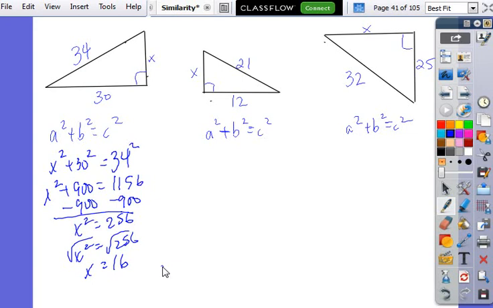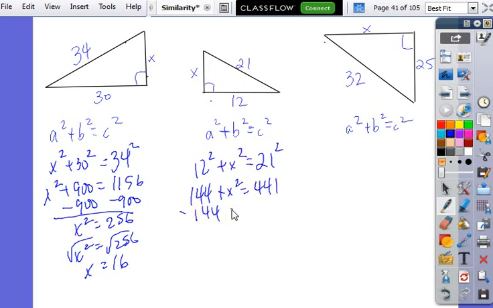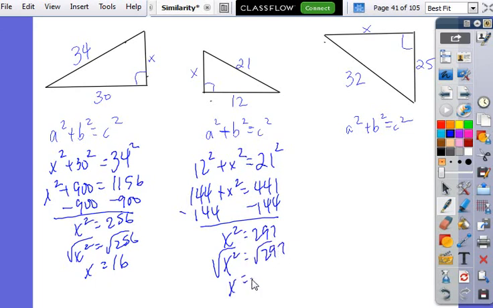All right, which one is my C? 21. So I'm going to put that in the C spot, the 21. I'm going to do the 12 first this time, because it really doesn't matter. Multiply everything out. Minus on each side. What is that? 297. Square root each side. X equals 17.23. So it's going to be 17.2. That'll be good enough for me.